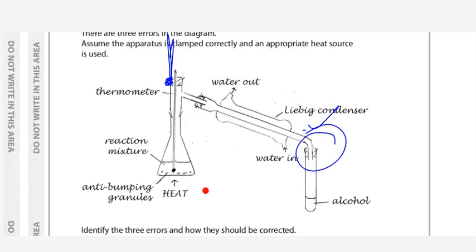Third, a conical flask has been used instead of the pear-shaped flask. Where is a conical flask? The correction is a pear-shaped tube is used.